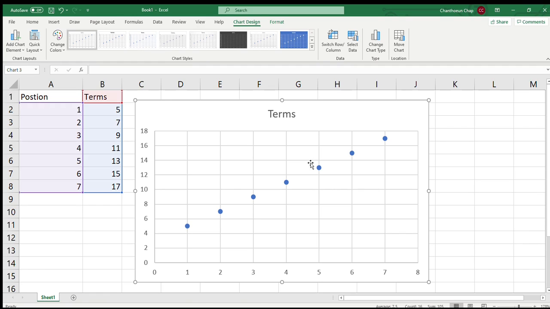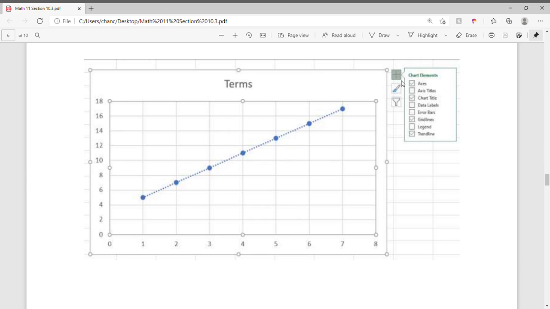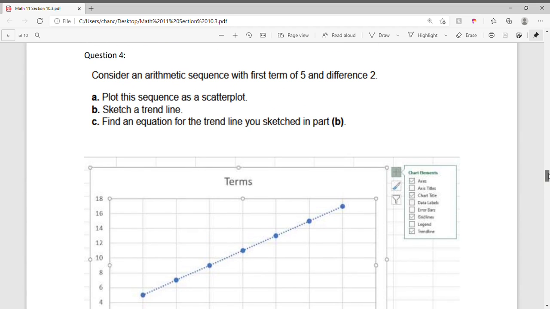Now on the right of this chart, there should be a plus sign. You might not be able to see it on my screen, but I do see a plus sign. Select that plus sign, and then you can select trend line. Once you select trend line, this is the trend line, the best fit line for this graph. Here's a better view of the options here. Again, there's this plus sign that you should select, and you should be able to select the trend line.